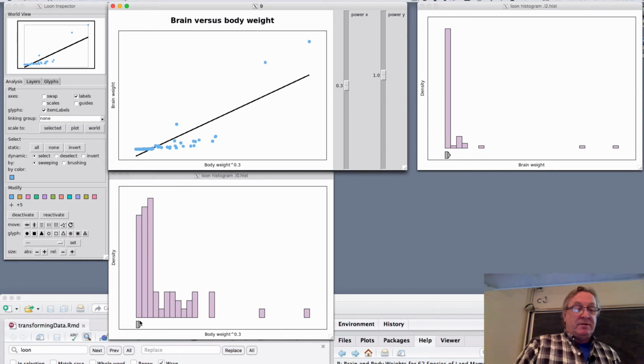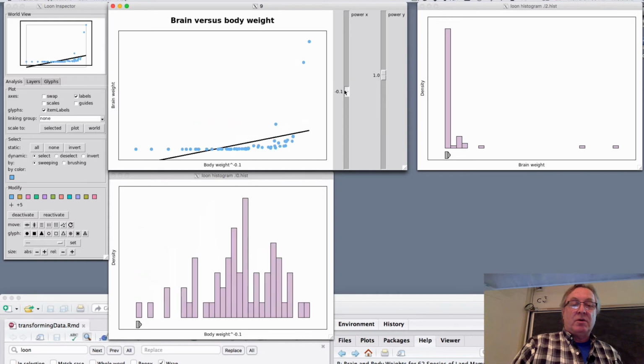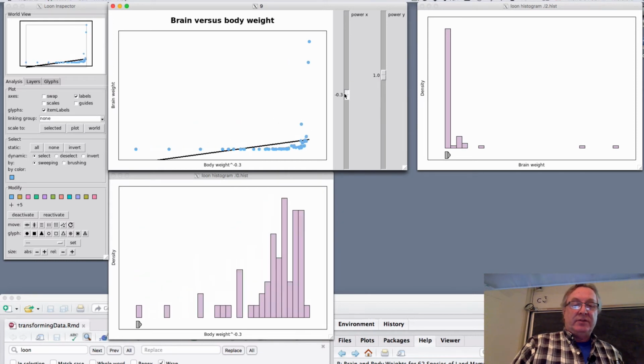Still not symmetric. If I move this out down farther, make this more and more, whoop, more symmetric. I've gone too far the other way. And boy, that African elephant's the smartest thing you ever saw. Okay. So that seems to be going too far.